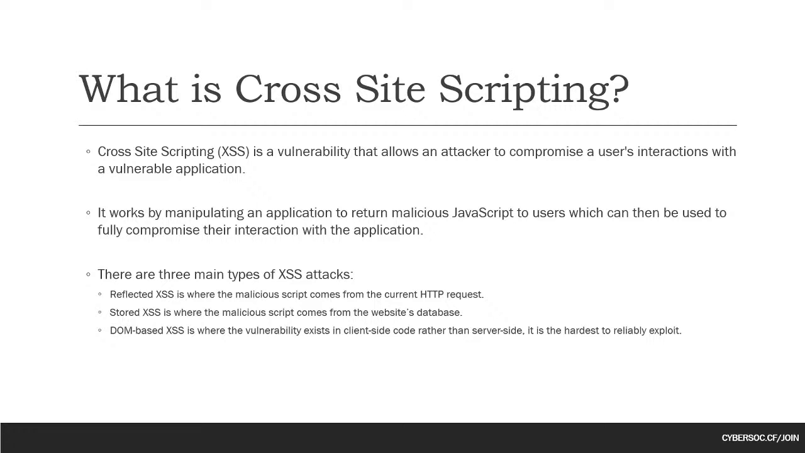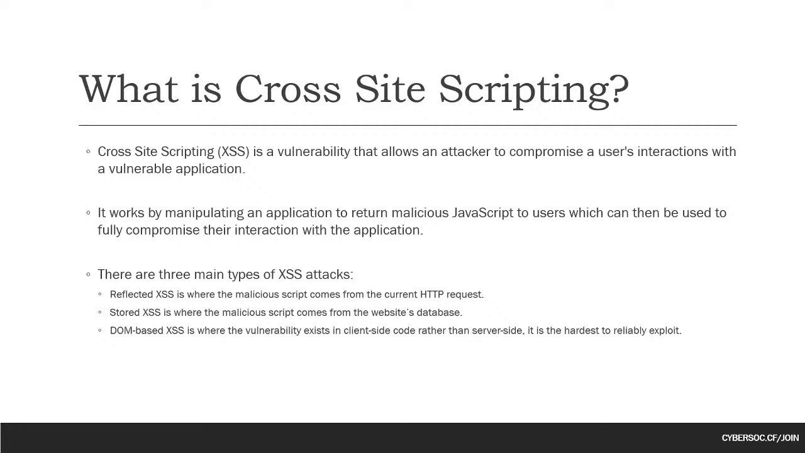So there's three main types of XSS. Reflected is where the malicious JavaScript comes from the current HTTP request. So you might see in a URL a script tag or a reference to a particular JavaScript. If you were to request that URL, it would execute that script and the results would be returned to you there.